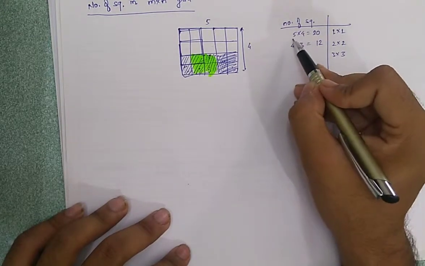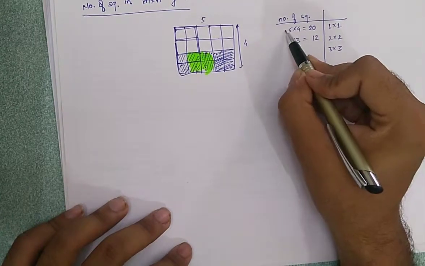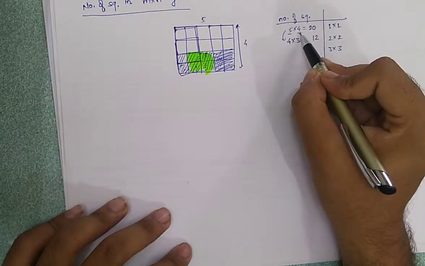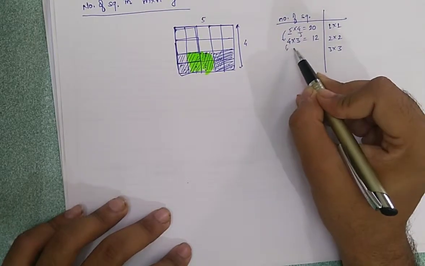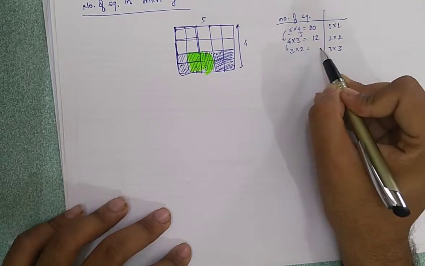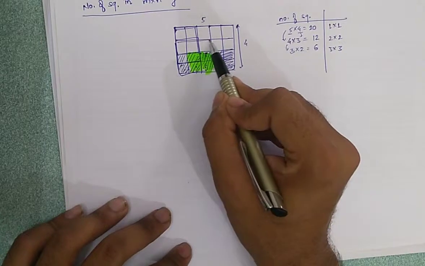So what basically we can see here is that it forms a pattern. 1 less in this value, 1 less in this value. Again 1 less in this value is 3, 1 less in this value is 2. So squares of kind 3 into 3 will be 6. You can check it from here.